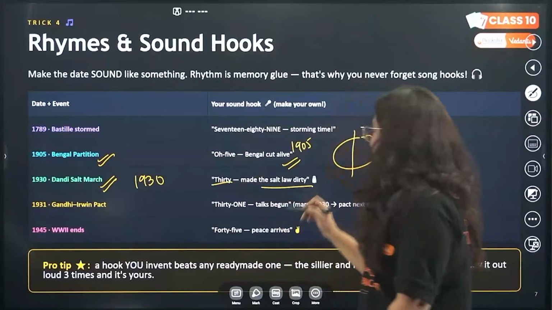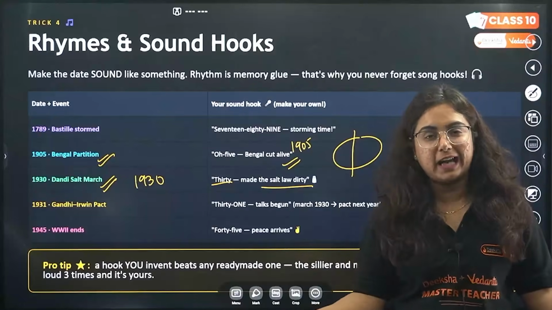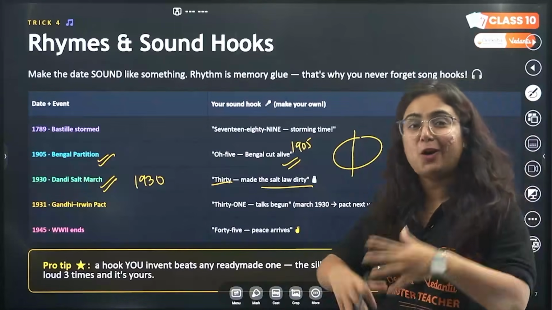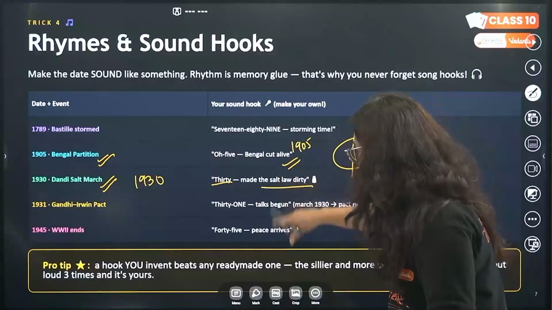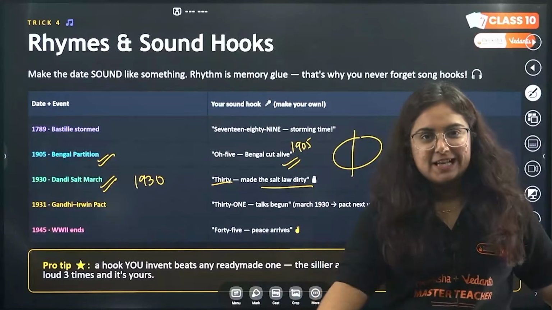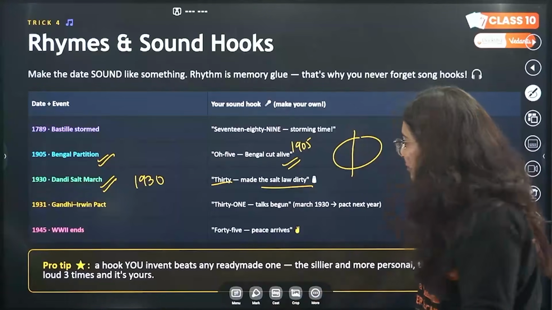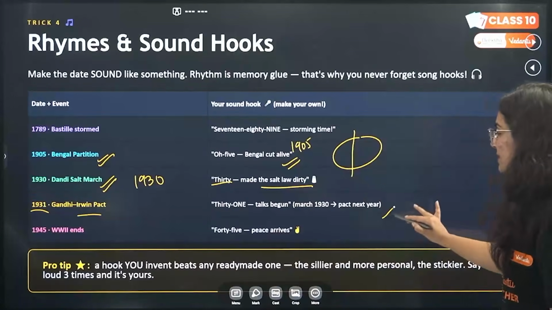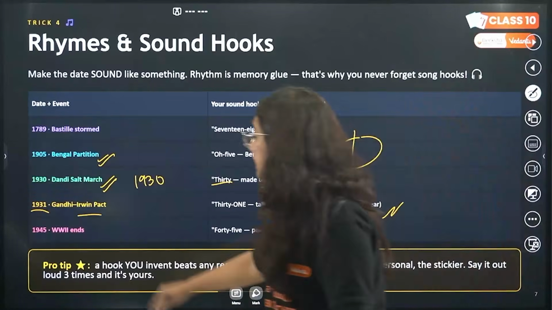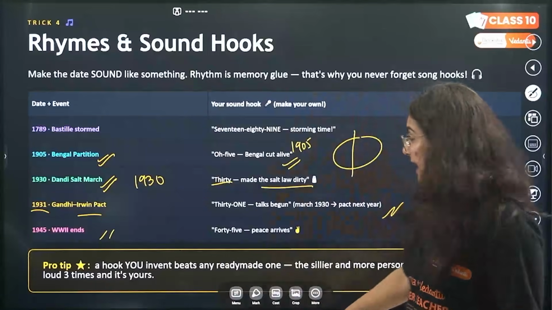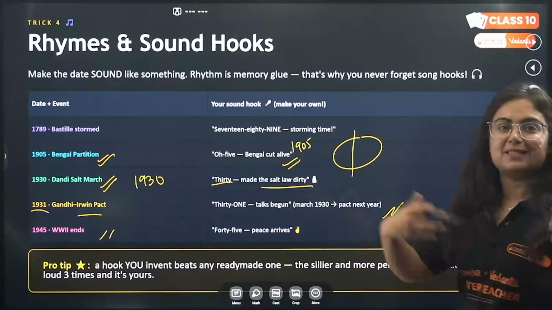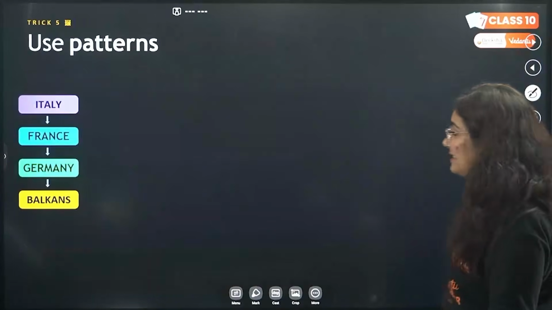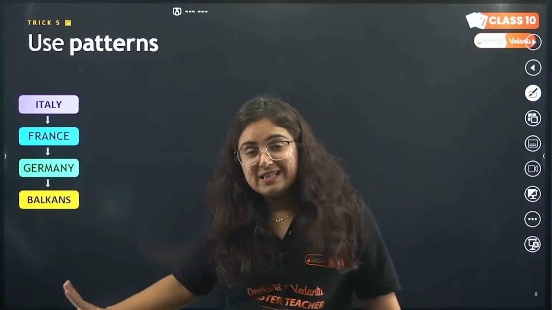30 made the salt law dirty. Okay, so these rhymes can sometimes stay in your mind, and a lot of times it helps. Like I like this one, 30 made the salt law dirty. Okay, we have one more, 31, Gandhi-Irwin Pact. 31, talks begin. Okay. Then we have 1945 when World War II ends. So 45, peace arrive.